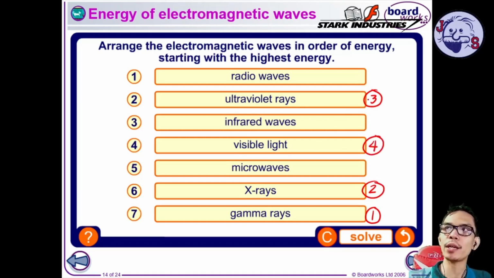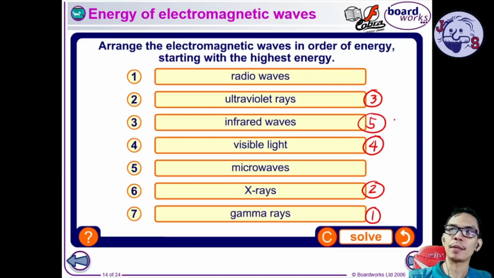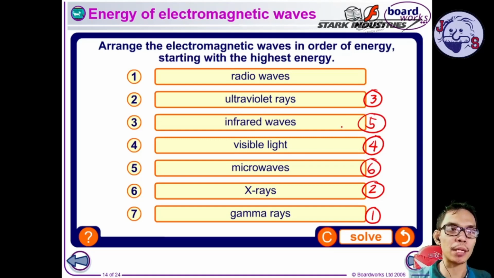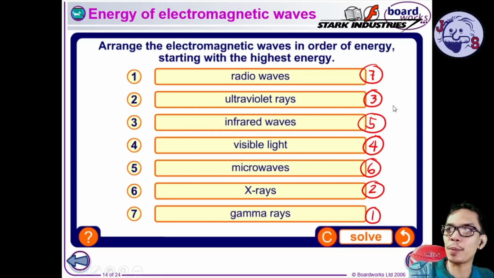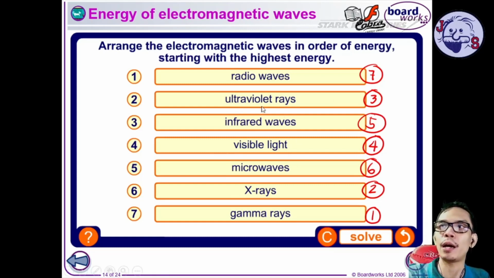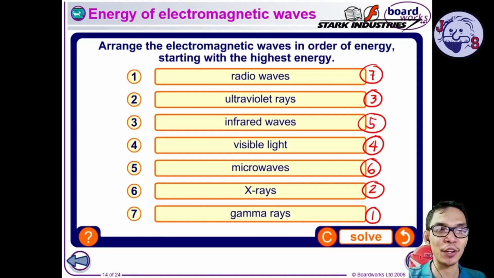Then the fifth one is your infrared, followed by the microwave. The lowest among them all, the electromagnetic wave that has the lowest amount of energy, is the radio wave. So this is the correct arrangement for this particular concept. Did you get it right? Just post it in the comment section of the video below if you did get the right arrangement.